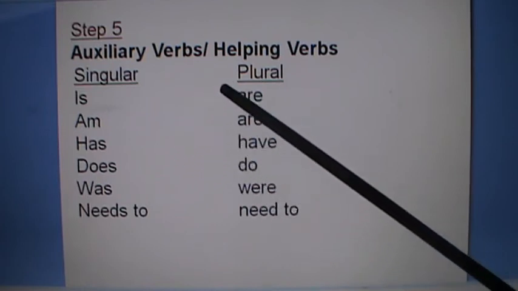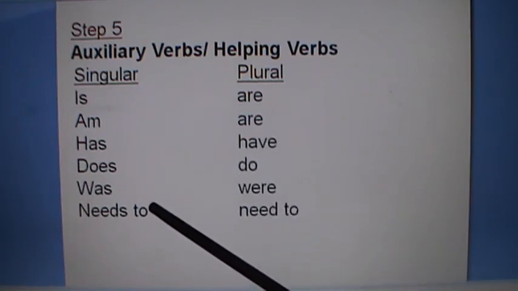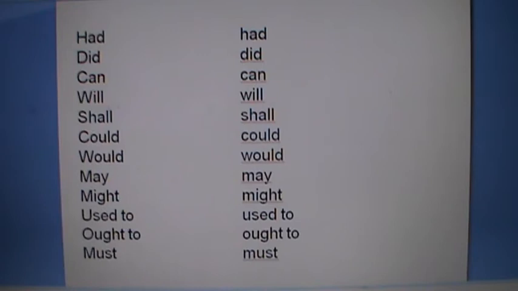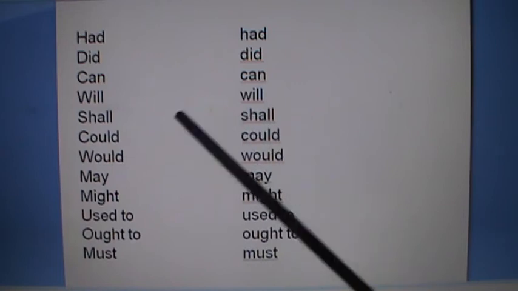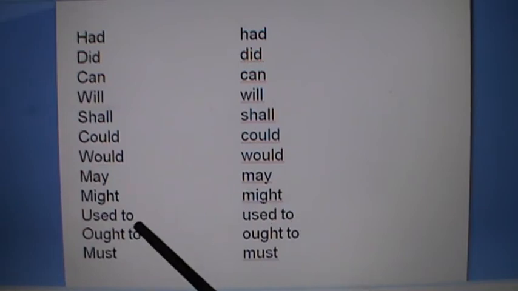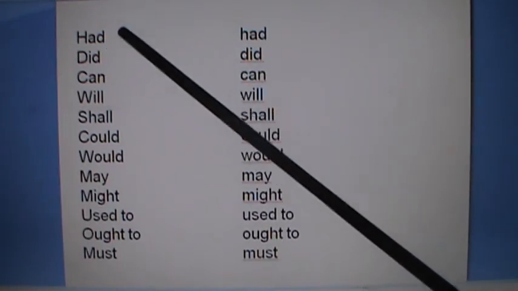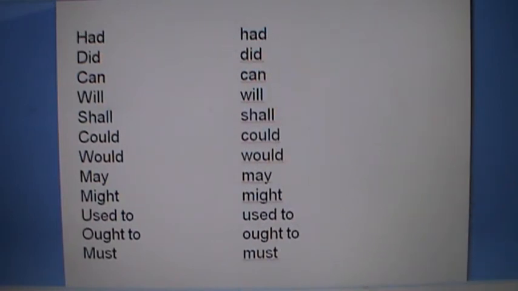And there are altogether almost 24 auxiliary verbs. The rest of the auxiliary verbs are the same for singular and plural; their form will not change. Like this: had, did, can, will, shall, could, would, may, might, used to, ought to, must. Okay, it is very easy. So whether the subject is singular or plural, they can be used the same. You must be familiar with it.